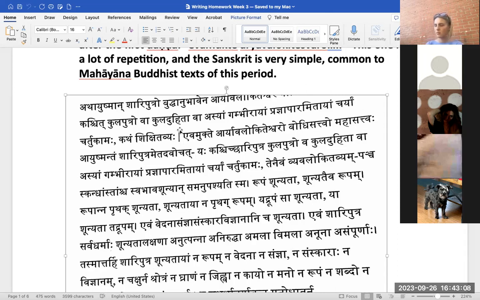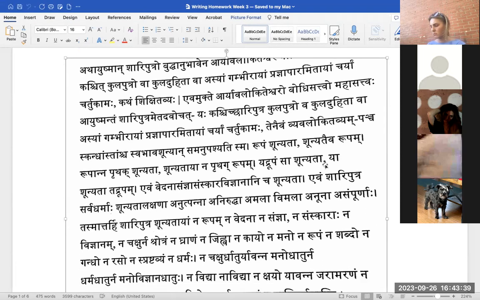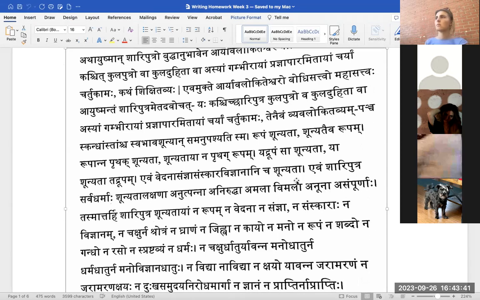Rupam shunyata, shunyataiva rupam, rupan na rupana pritak shunyata, shunyataya na pritak rupam yad rupam sa shunyata.